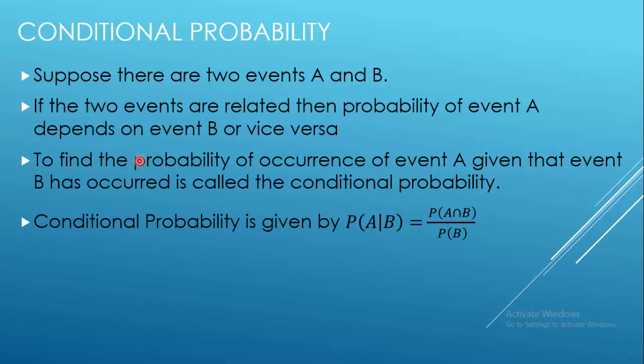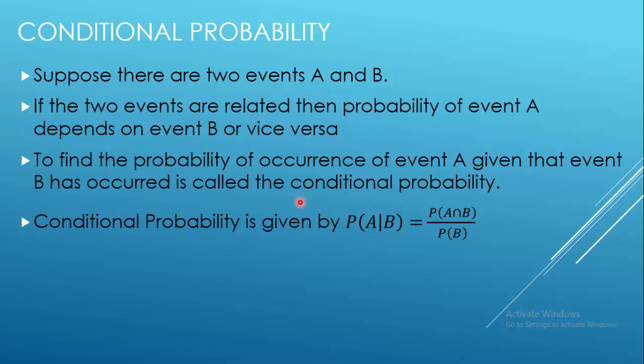So first, we look at conditional probability. Suppose there are two events A and B. If the two events are related, then the probability of event A depends on event B or vice versa. To find the probability of occurrence of event A given that event B has occurred is called the conditional probability.